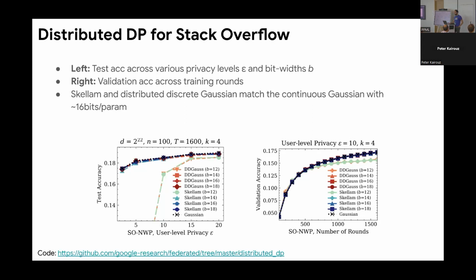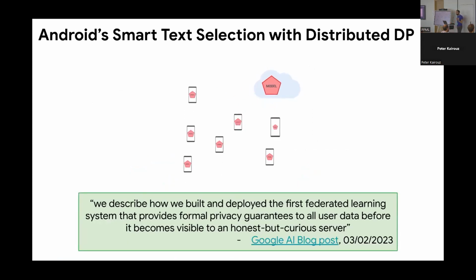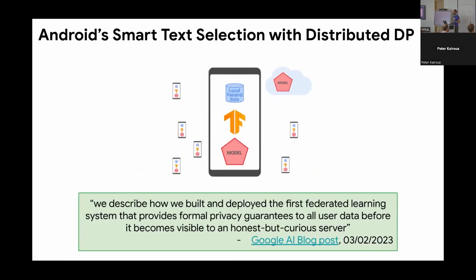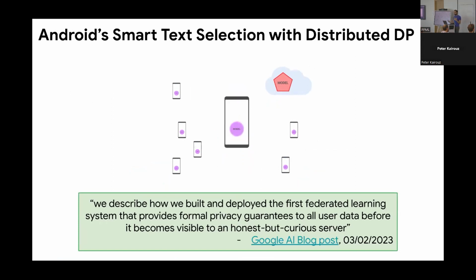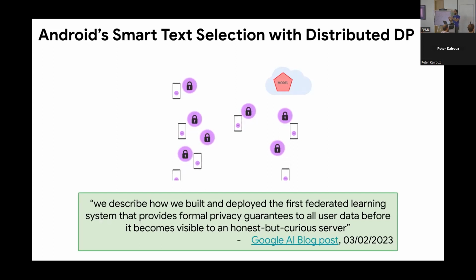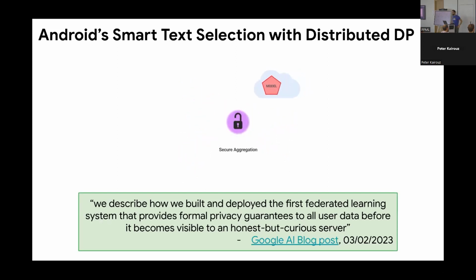So this is very nice, and we've actually used this in production as well. So we trained the smart text selection. That's the model that we talked about yesterday, where if you put your thumb on the phone, it automatically selects what it thinks you're trying to select. So an address or somebody's email and so on and so forth. We trained it with distributed DP, secure aggregation, DP applied on device, the whole process. And we have a recent blog post that talks about this product launch.